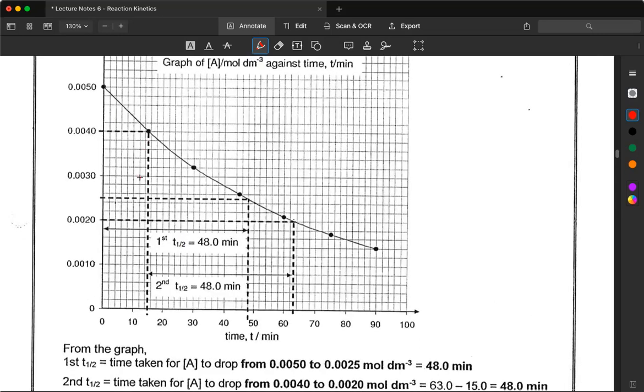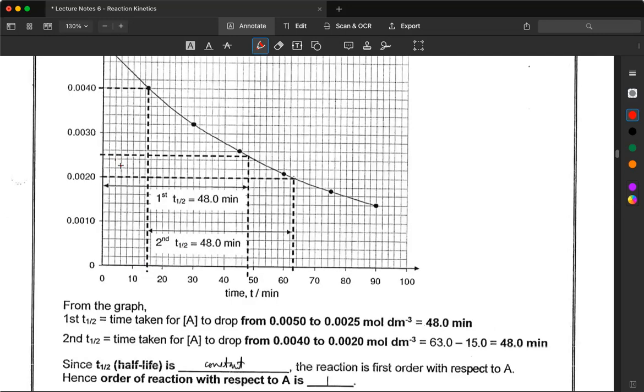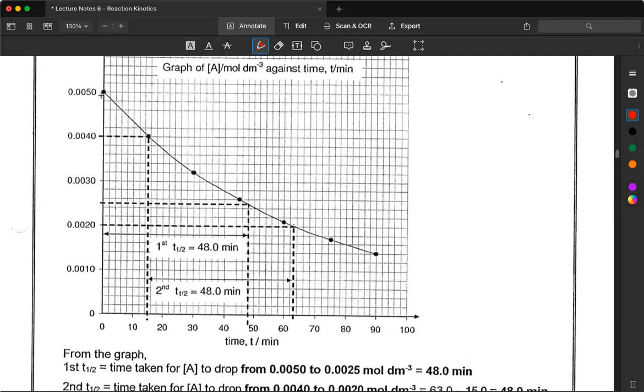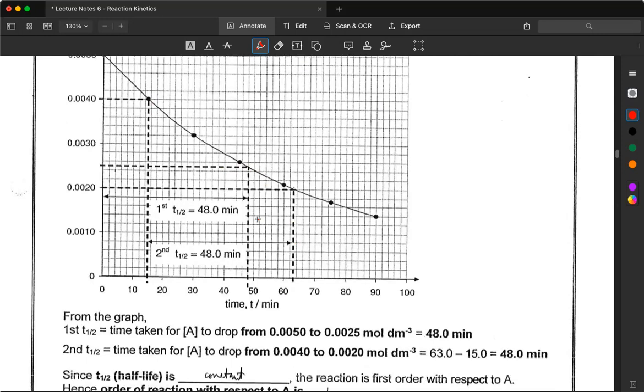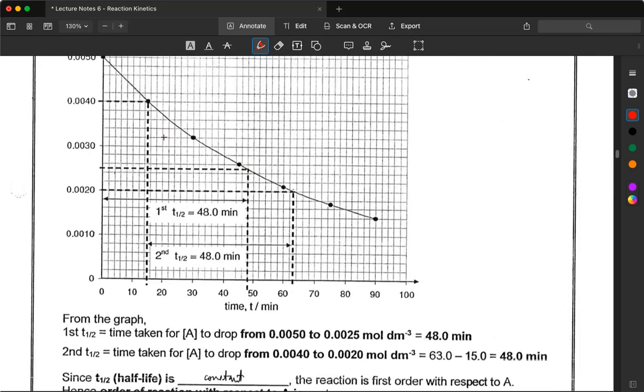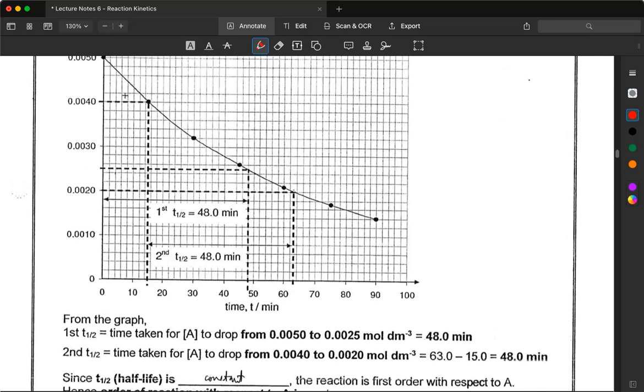So from the graph, it can be seen that the time taken for A to drop from 0.05 to 0.025 is around 48 minutes. From 0.04, another half-life to 0.02 is also 48 minutes. So you see, if you take any time difference, it will still be the same half-life.